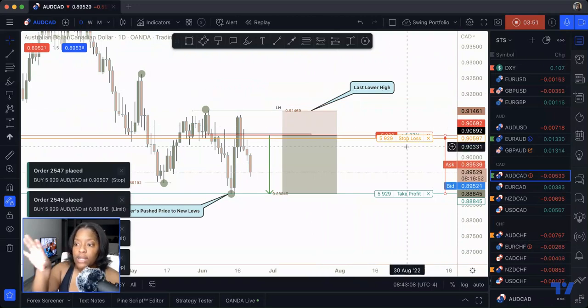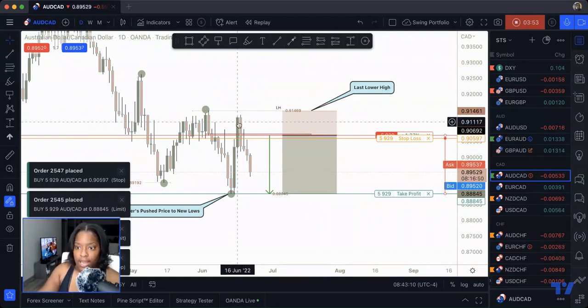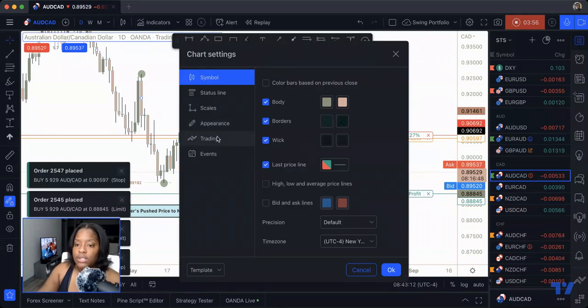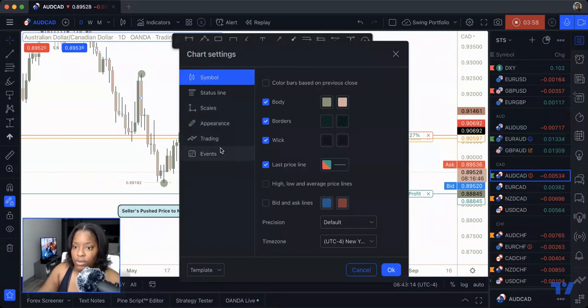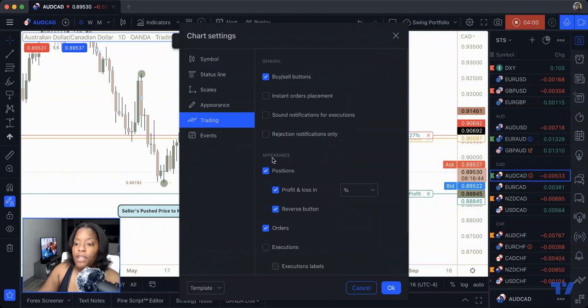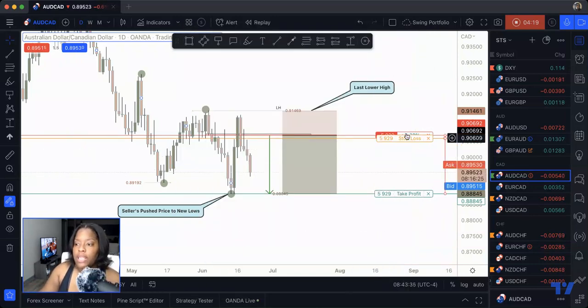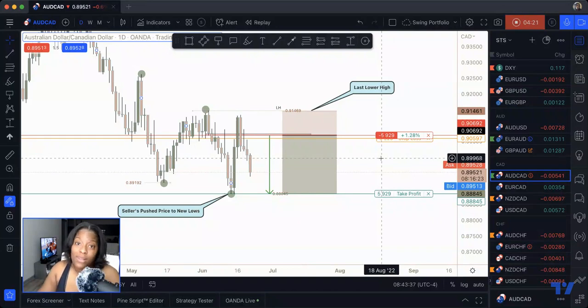Now, you may ask, how do you get this on your screen? Glad you asked. If you double click on the candlestick, the settings will pop up. Go down to trading and make sure positions is checked, and it'll ask if you want to see your profit and loss in money, pips, or percentage. I don't like to see mine in money, so I keep it on pips or percentage. Make sure orders is checked so you can see your stop loss and take profit. Then click OK. And now, as you guys can see, I can't lose any money, only make money.